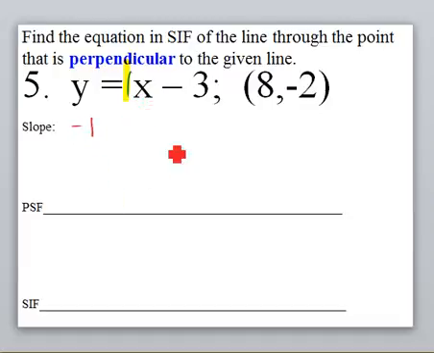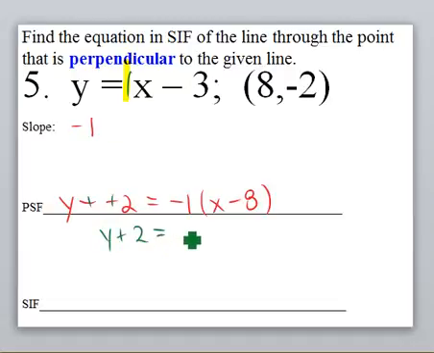Point-slope form would be y minus my y-coordinate, which was negative 2. And then I have my slope, which is negative 1, times x minus my x-coordinate. So point-slope form would truly look like y plus 2 equals negative 1 times x minus 8.